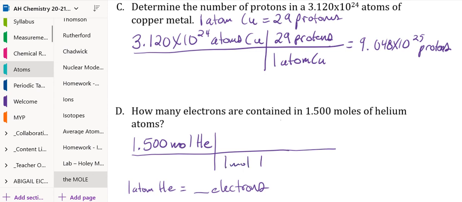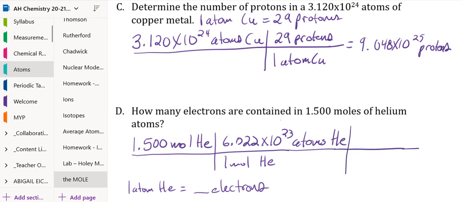Avogadro's number, 6.022 times 10 to the 23rd. Oh, my bad. So 1 mole of helium contains 6.022 times 10 to the 23rd atoms of helium. So if here I have atoms of helium, then I want to know how many electrons are in that.